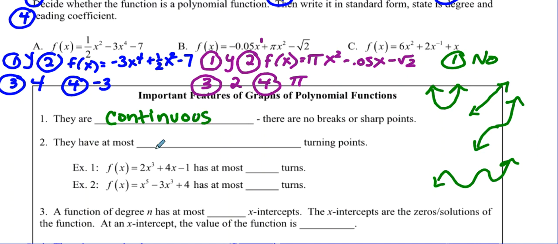Continuous. They have at most blank turning points. Well, it depends on the degree. If the degree is 2, they would have at most 1 turning point. So the turning points is 1 less than the degree.